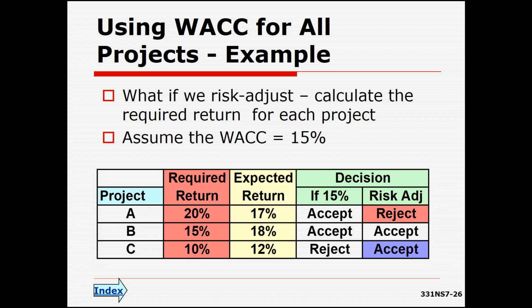When we used the cost of capital as a hurdle rate, we accepted a risky project A that we shouldn't have, and rejected a less risky project C that we should have accepted. Following this policy, the overall risk of the firm will increase over time.